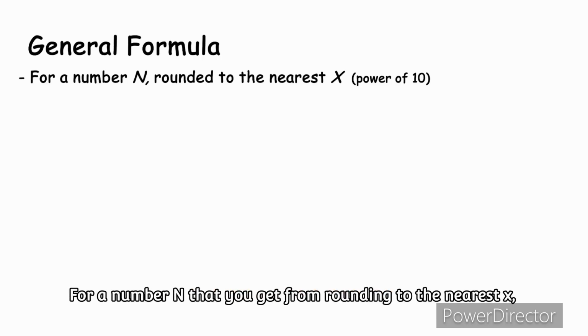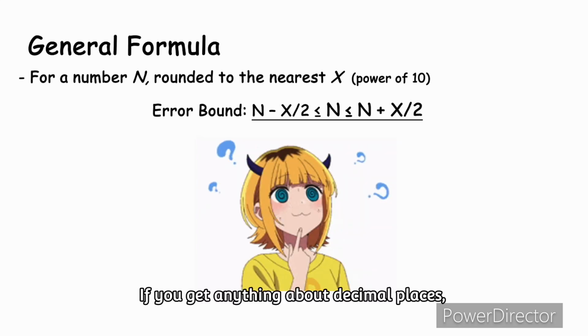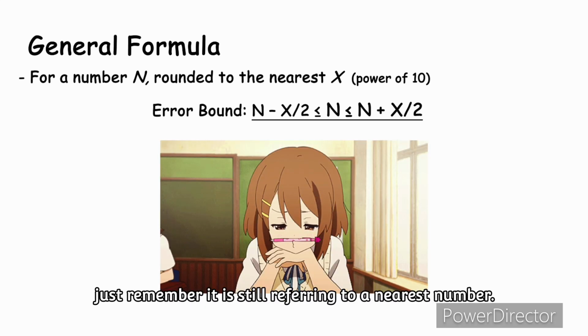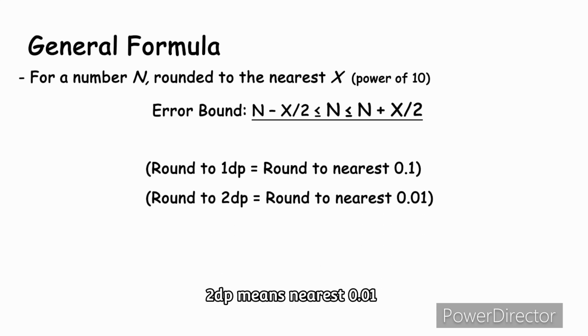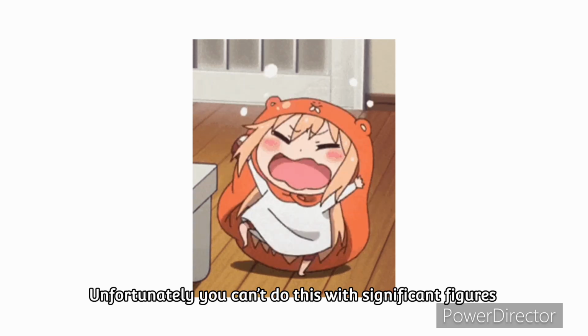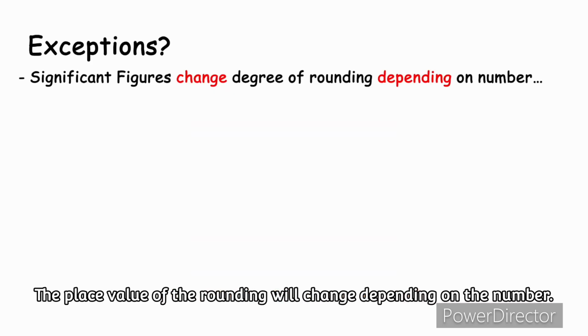For a number n that you can get from rounding to the nearest x, its error bound will be this. If you get anything about decimal places, just remember it is still referring to a nearest number, such as 1 dp actually means nearest 0.1 and 2 dp means nearest 0.01. Unfortunately, you can't do this with significant figures as there will be exceptions. The place value of the rounding will change depending on the number.